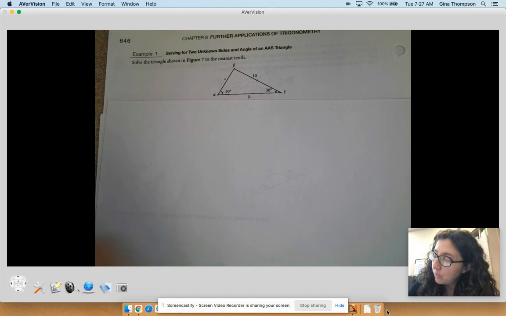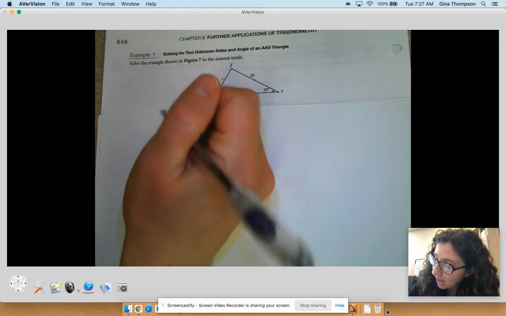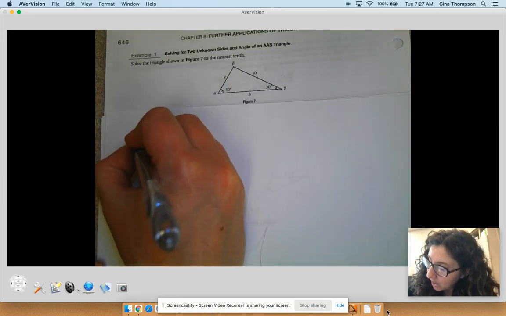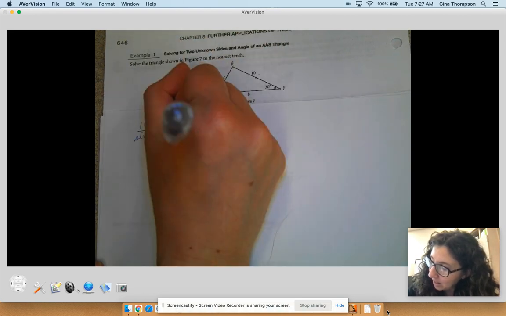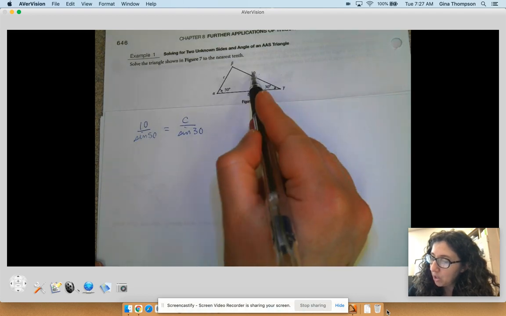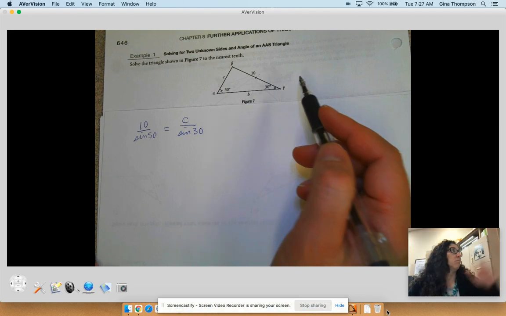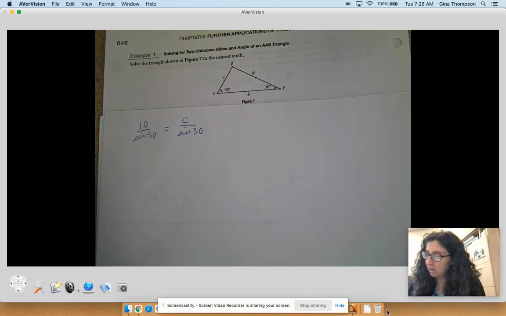So let's solve. We can say 10 divided by sine of 50 equals C divided by the sine of 30, right? This ratio equals that ratio. And now I just put it in our calculator. That's really all there is to it. So let's do it.